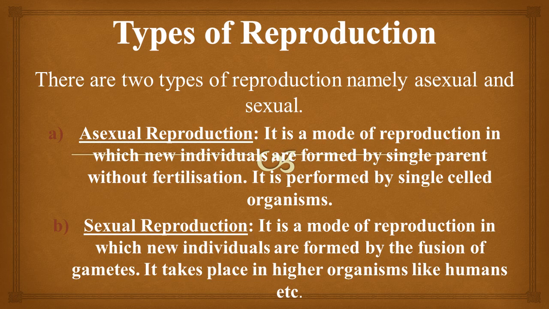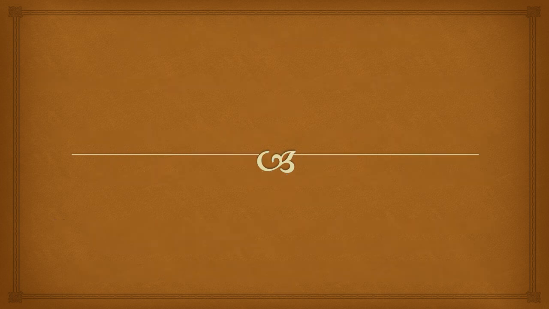Whereas in the sexual mode of reproduction, there will be a formation of gametes, and those gametes are going to be fused from both the parents by a process called fertilization, and it takes place in higher organisms including human beings.